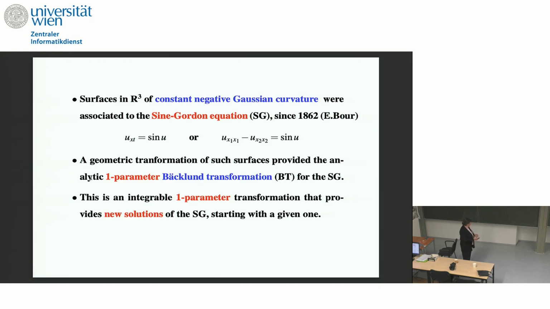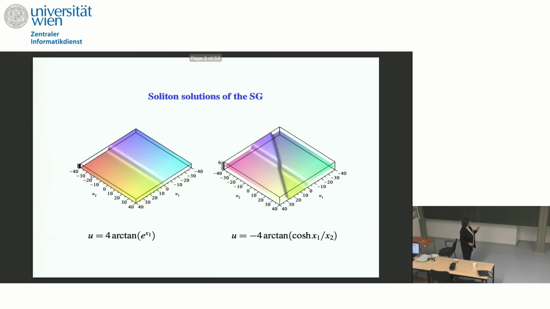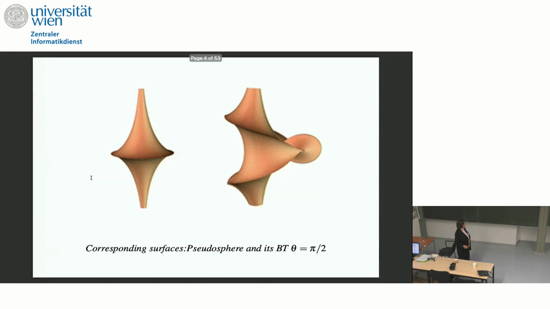Here is a picture of one solution, and once you apply the analytic transformation, you obtain this solution, and once you apply two Bäcklund transformations, you get the solution on the right side. Solutions correspond to surfaces, so the first solution corresponds to this surface, and the second one corresponds to the right-hand side surface, where the parameter of the transformation was chosen to be pi/2.